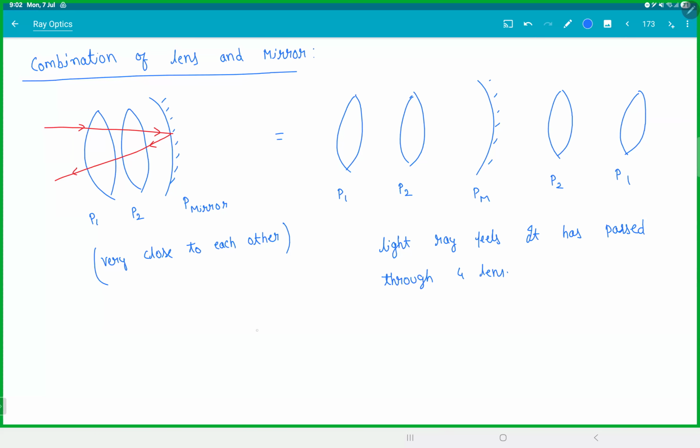So the power of this combination, and this whole setup behaves like a mirror, is given by 2 times (P1 plus P2) plus 1 mirror. So if you have lenses, it is 2 sigma P lens plus PM.